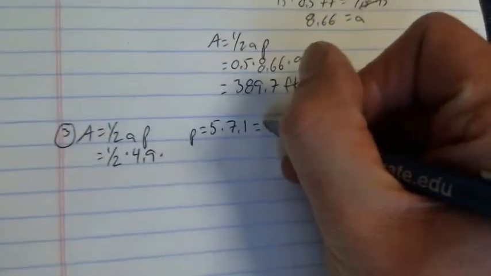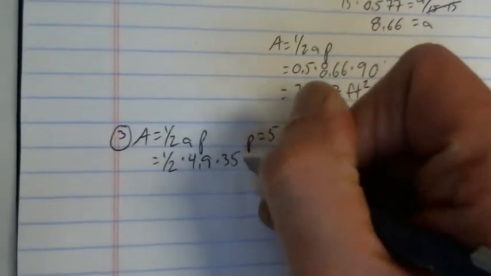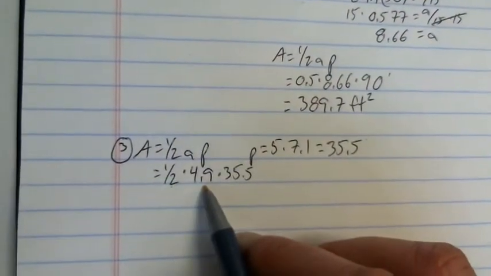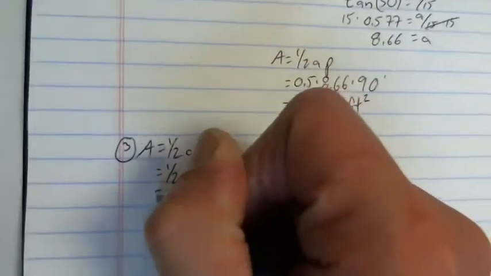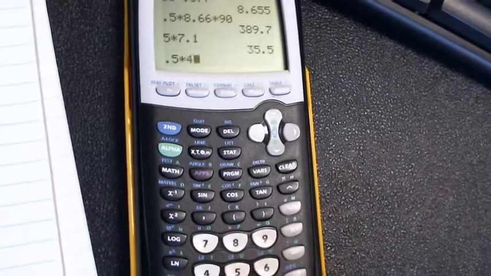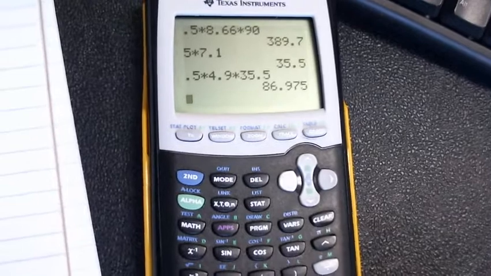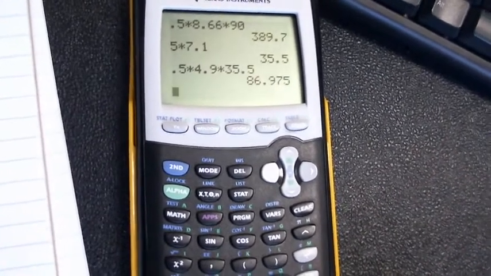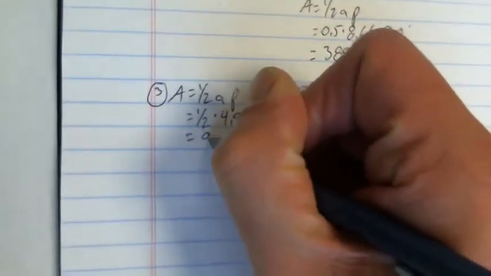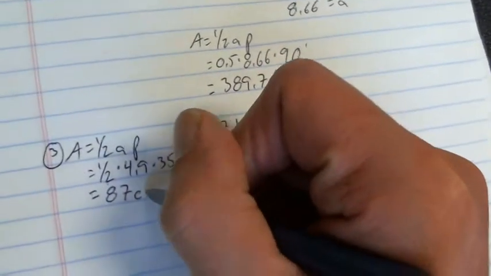It's 35.5. 1/2 apothem perimeter gives 86.975. Call it an even 87. We were in centimeters to start with, so that means we're in square centimeters here.